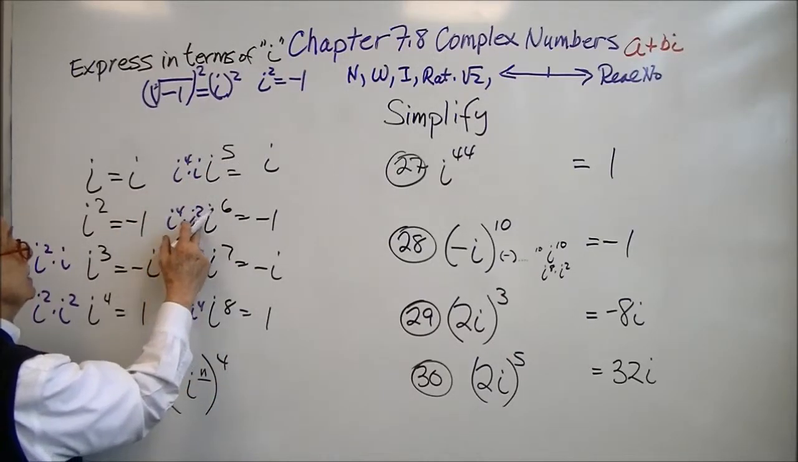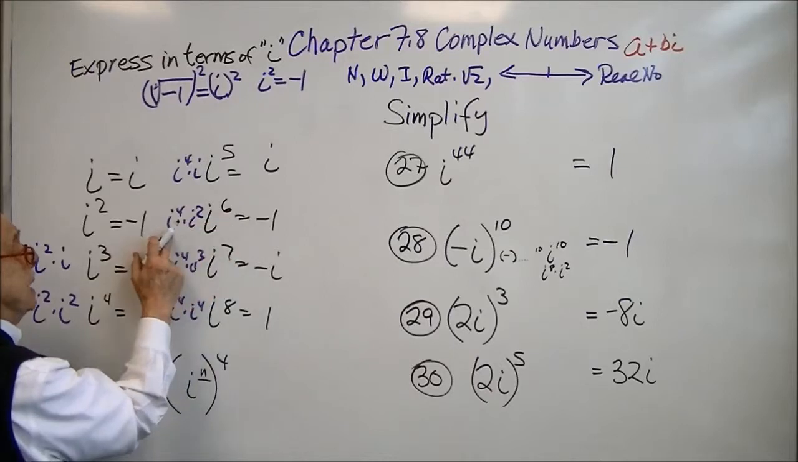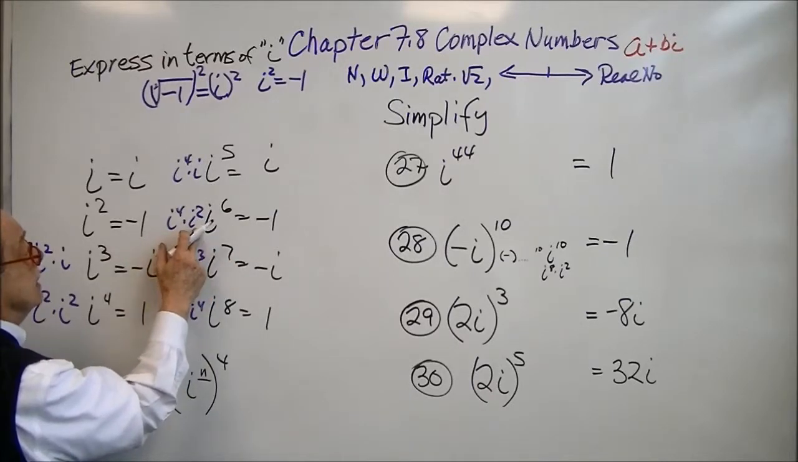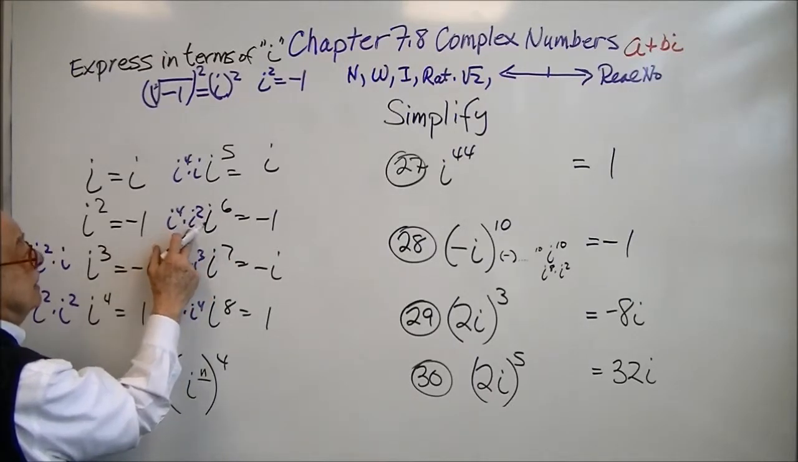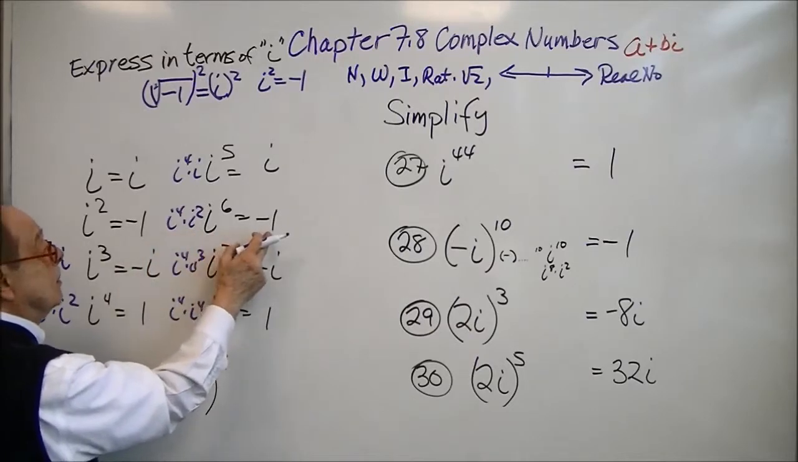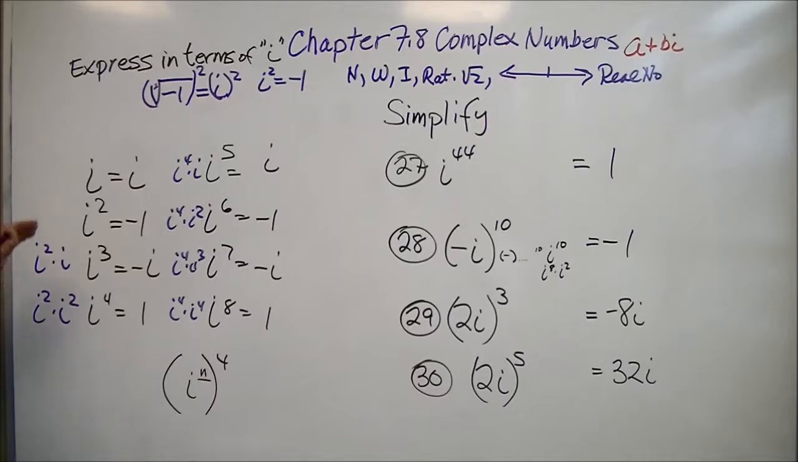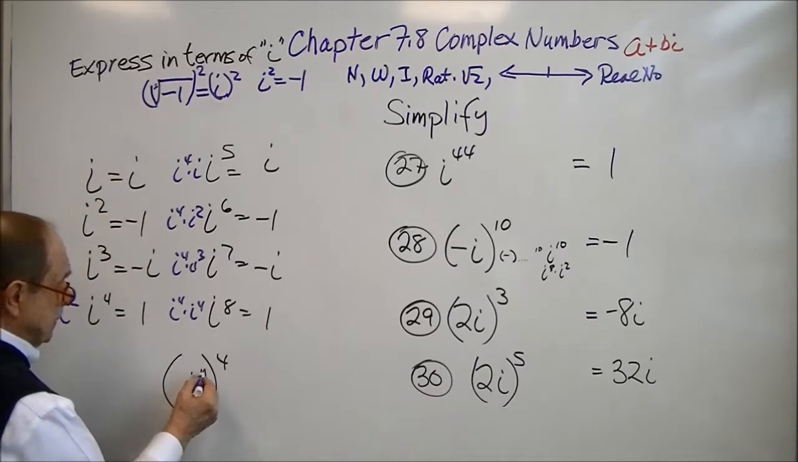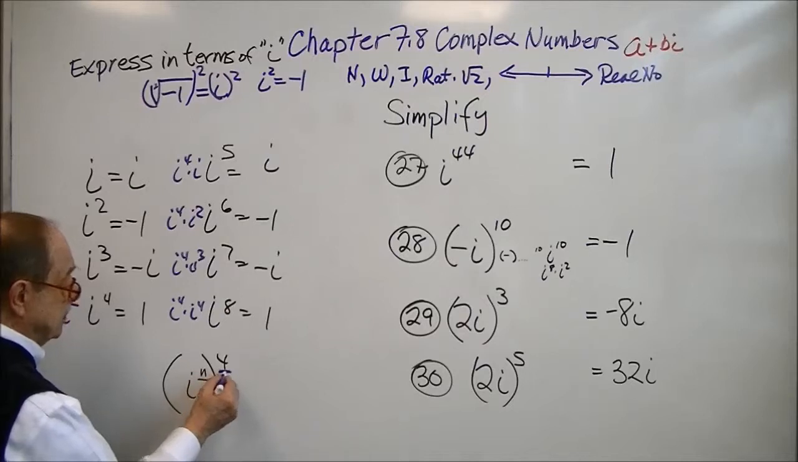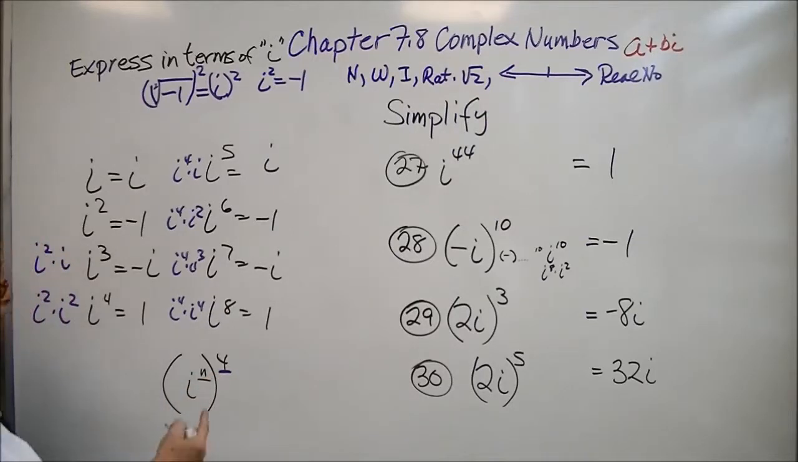And then i to the 6th is i to the 4th times i to the 2nd. This is 1, this is a negative 1, so negative 1. And so on and so forth. It makes a pattern that every time you get to the 4th power of something, it's going to be 1, the 4th power of i. So that may have to sink in a little bit, but basically that's it.